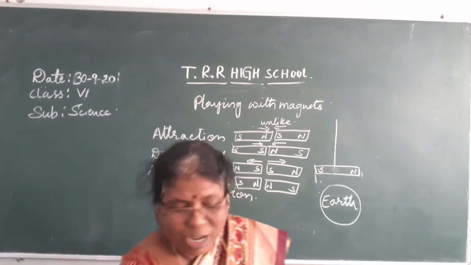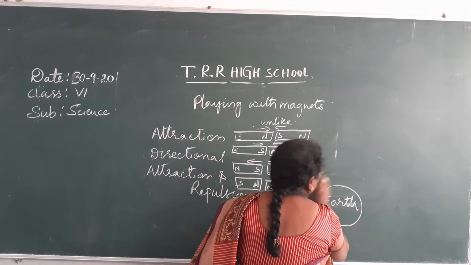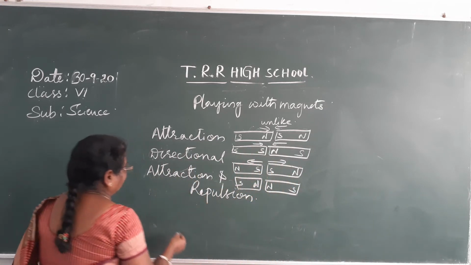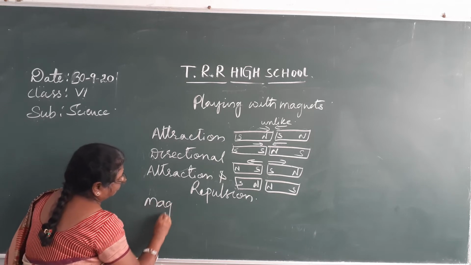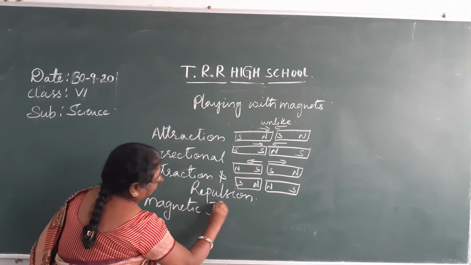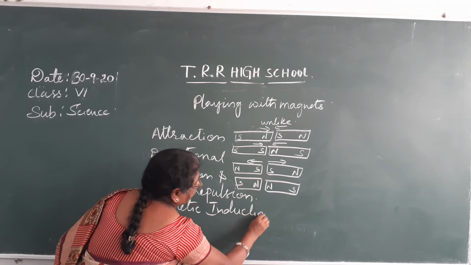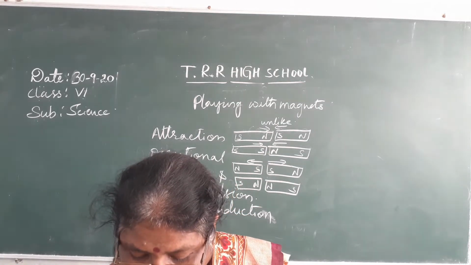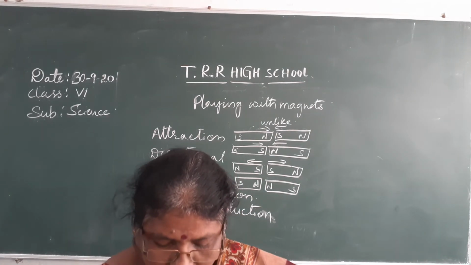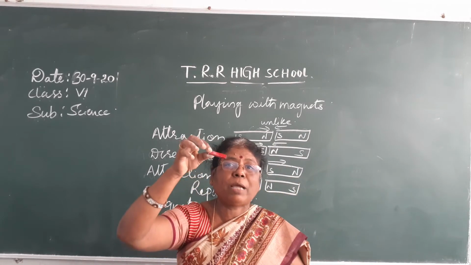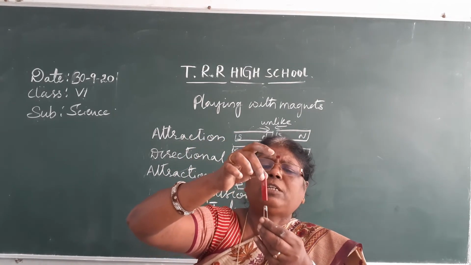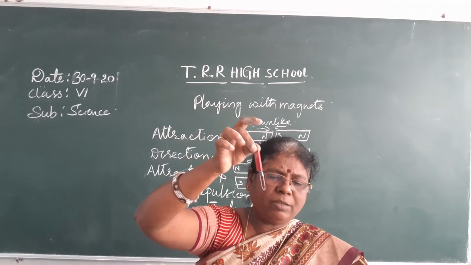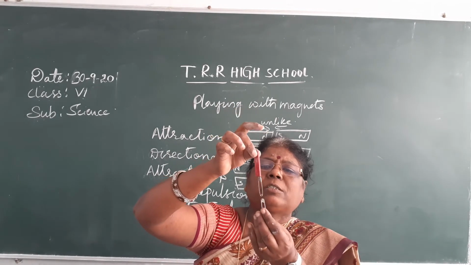Understood? Now, coming to another property of the magnet, that is magnetic induction. Another property is magnetic induction. Now here I am taking the magnet. See this, this is a bar magnet. Just bring it near to the safety pin. This is a magnetic material. Okay? Bring another safety pin just close to it.